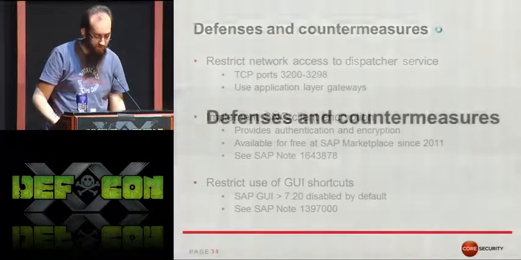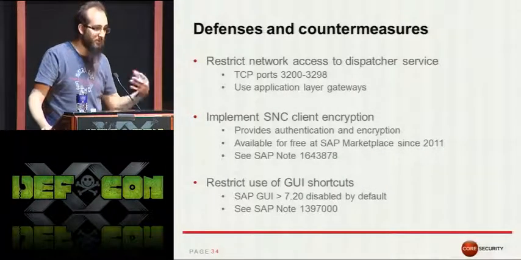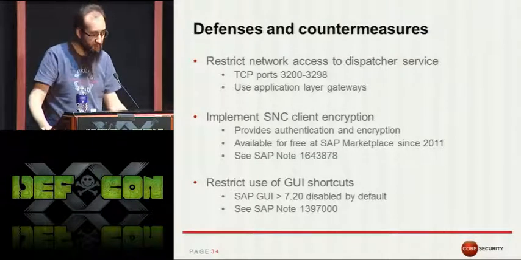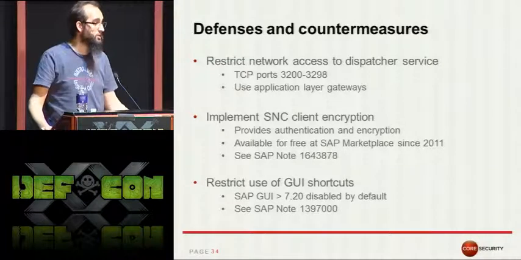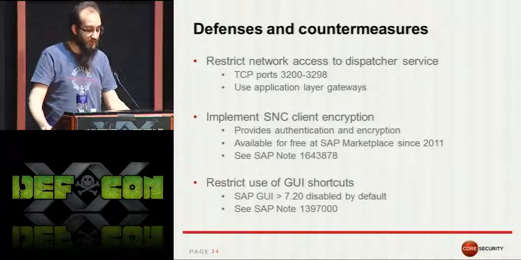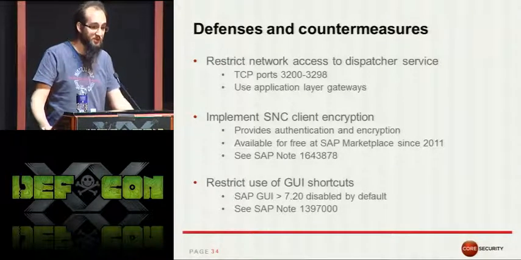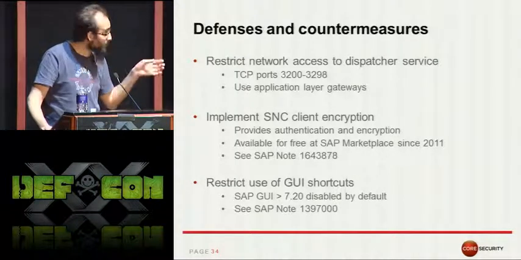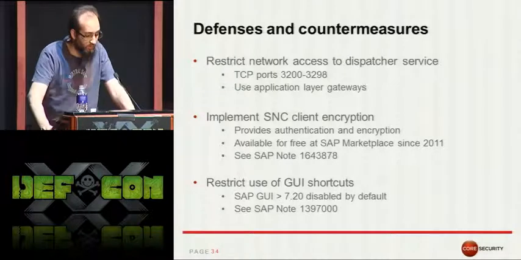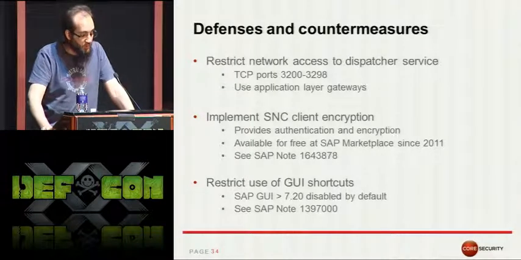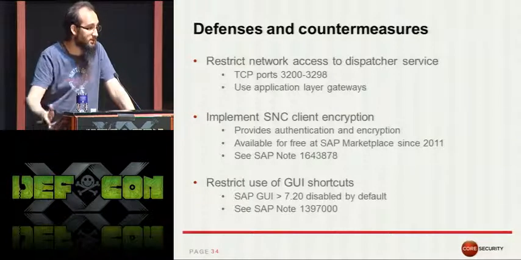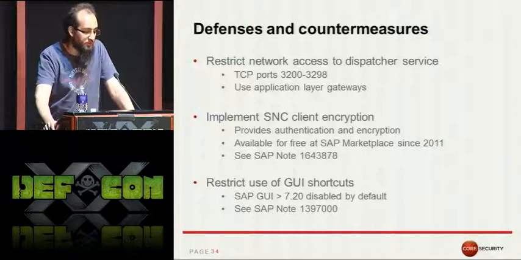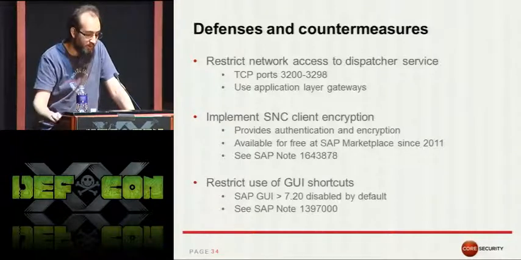So there are some defenses or countermeasures that can be applied to try to limit the attack surface. The first one and the most obvious one is to restrict all the network access to the dispatcher service. The dispatcher service runs on ports 3200 and 3299 or 98. You can use application level gateways such as the SAP router to perform this kind of segmentation.